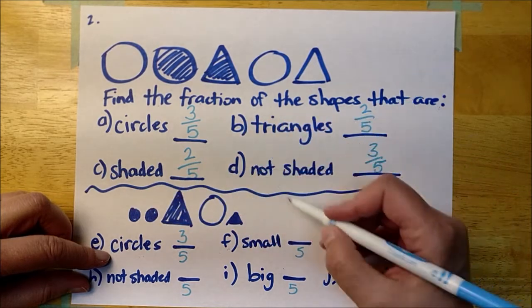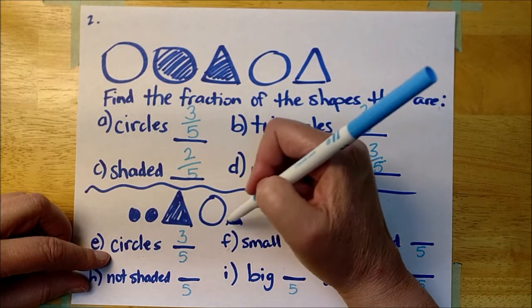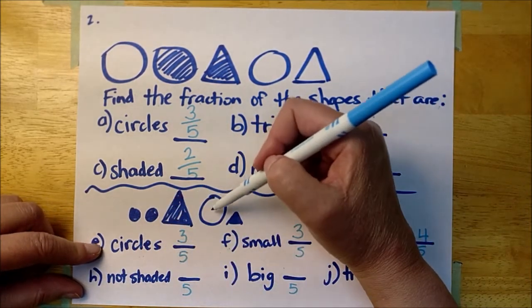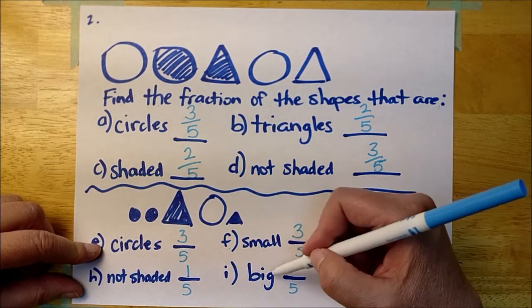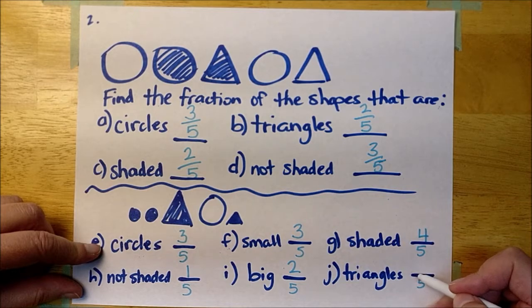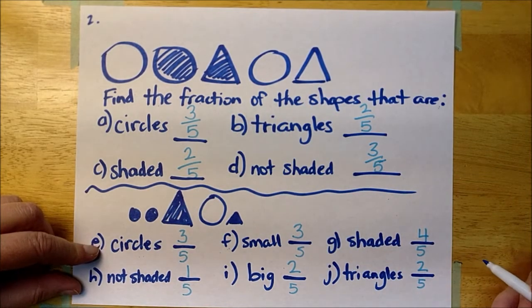1, 2, 3 of them are small. How many are shaded? 1, 2, 3, 4 of them are shaded. How many are not shaded? Just 1. How many of them are big? 1, 2. And how many of them are triangles? 1, 2.